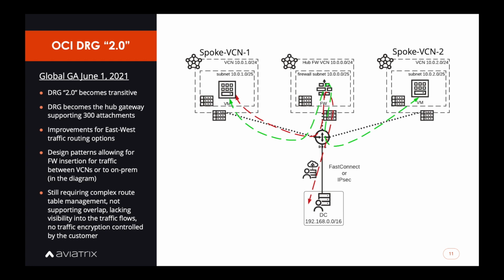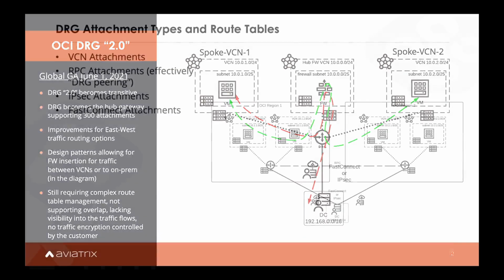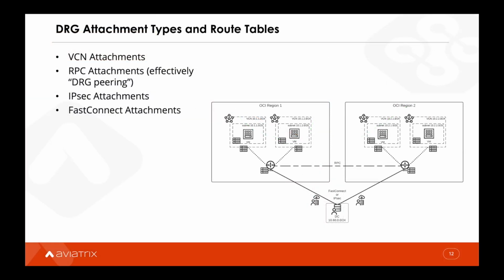Obviously, managing this at scale, especially all of the route tables, is quite complex. But having said that, this has become a really nice transit solution for OCI. So let's take a closer look at some of the details here. First of all, what you need to know about DRG is that it supports 4 types of attachments.